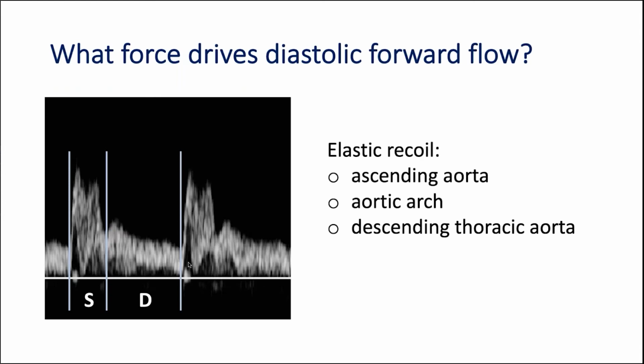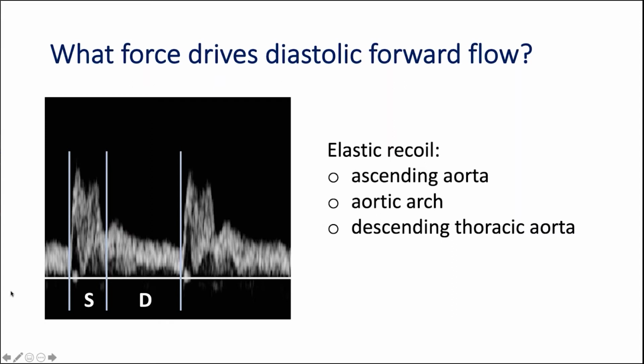When we think about aortic regurgitation or aortic insufficiency, it's important to think about what is the force that drives forward flow during diastole in the low resistance arteries of the body, like the carotid and the vertebral arteries. Well, the force propelling the blood forward is elastic recoil in the elastic segments of the aorta, which is the thoracic aorta, primarily the ascending and arch segments, with less elastic component in the descending thoracic aorta.